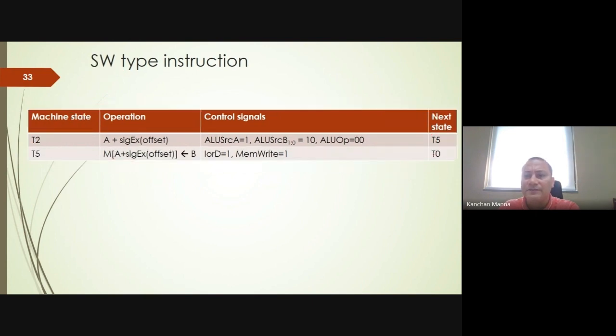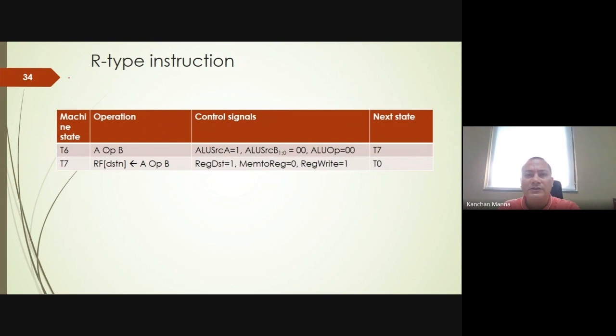In this way, for each instruction, here we are talking about SW, we generate the states and the corresponding control signals. And at the end, we say go to the fetch state to fetch the next instruction. So this is the state table for the R type instruction. The same way we have discussed for fetch and decode, by the same principle we can assign the control values for each state.